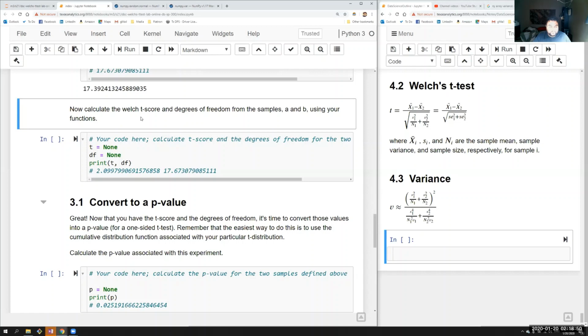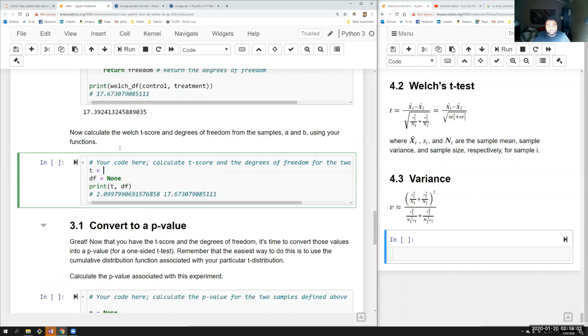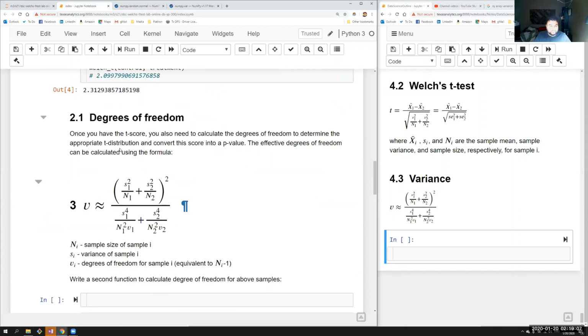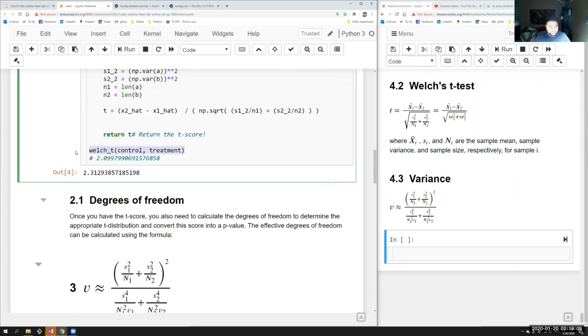Now calculate the Welch t-score and degrees of freedom from samples A and B using your functions. And from samples, okay, we can do that. So the t-score is, oh, you mean do the same thing that we already did? Okay, fine. But I'm gonna be lazy about it.